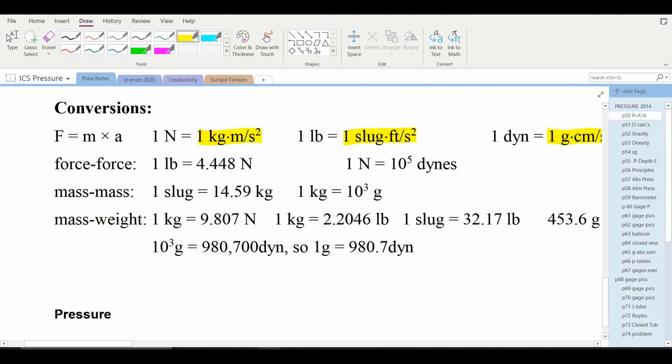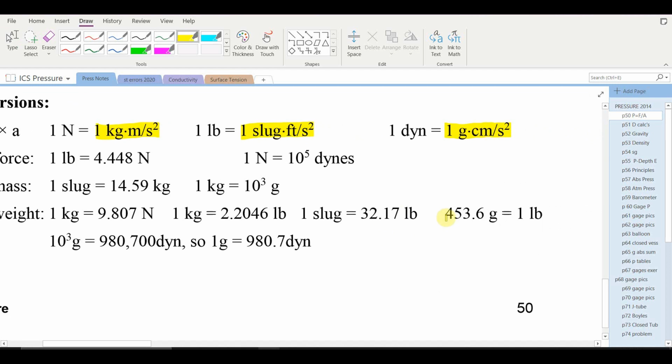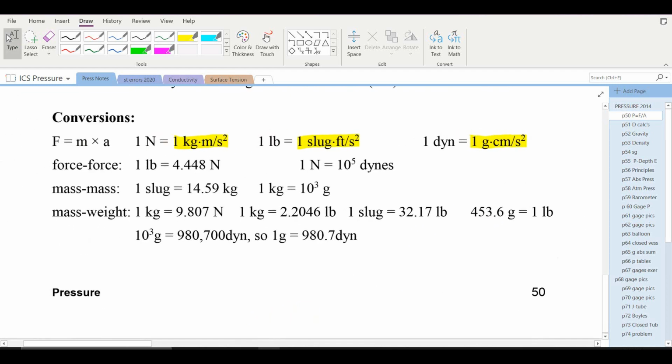Mass-to-weight relationships. A kilogram weighs 9.807 newtons, owing to the gravitational constant. A kilogram weighs 2.2046 pounds. And a slug mass weighs 32.17 pounds. And 453.6 grams is a pound. And since a gram weighs 980.7 dynes, therefore a kilogram would weigh 980,700 dynes. We'll be using these from time to time.